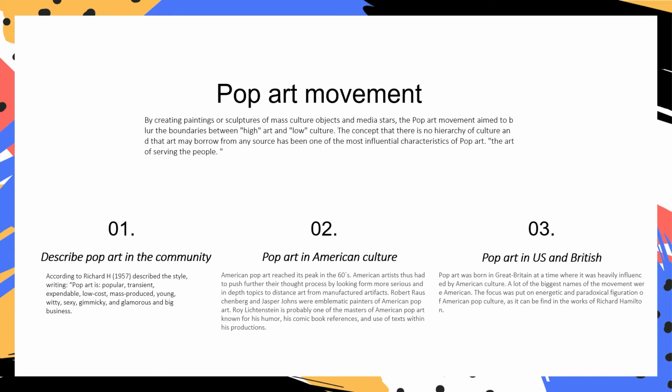Describe pop art in the community. According to Richard Hamilton in 1957, this described the style of pop art as popular, transient, expendable, low-cost, mass-produced, young, witty, sexy, gimmicky, glamorous, and big business. Let's move on to the second point.